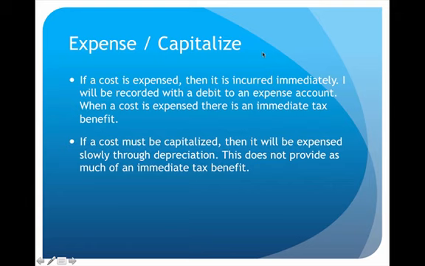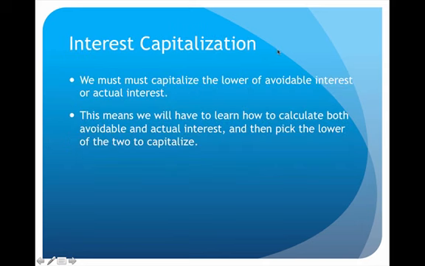So the real question then is, what does GAAP say about it? On a self-constructed asset, what does GAAP say about the interest that we incur? Well, here's what they say about it. We have to capitalize the lower of either avoidable interest or actual interest. So what that means for us is we have to learn how to calculate the actual interest, we have to learn how to calculate the avoidable interest, and then we'll compare the two, and whichever one is lower, that's what we will have to capitalize. The rest of it can be expensed.